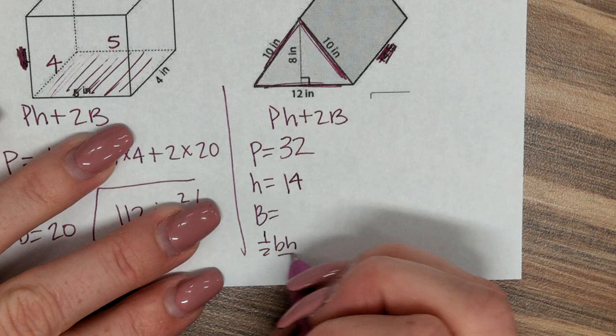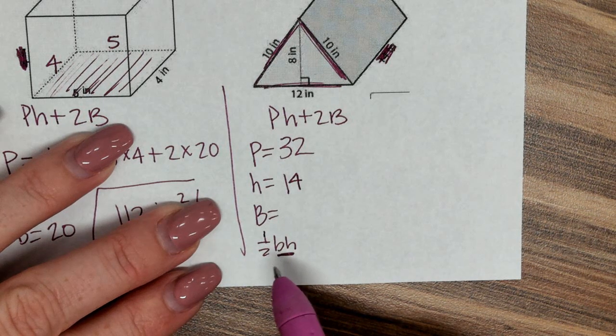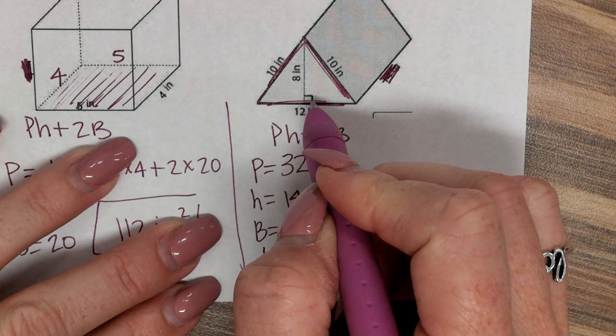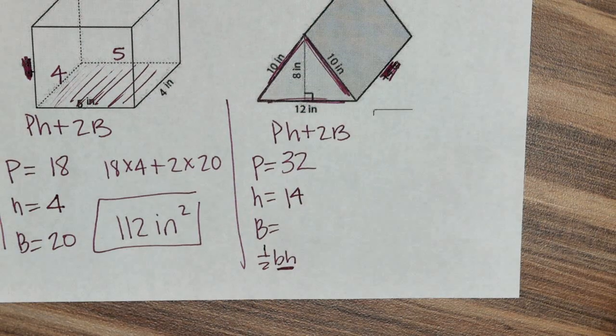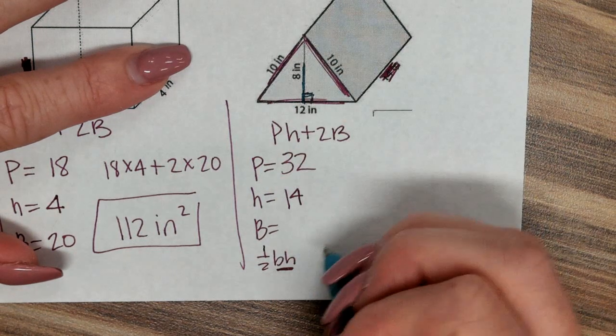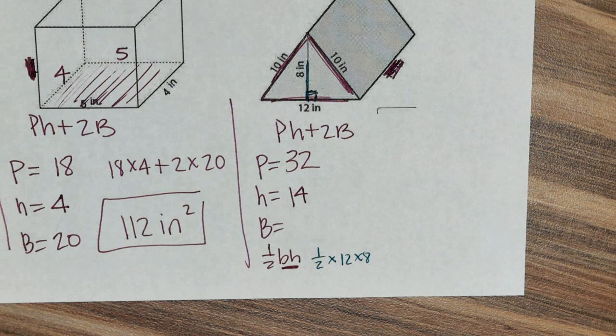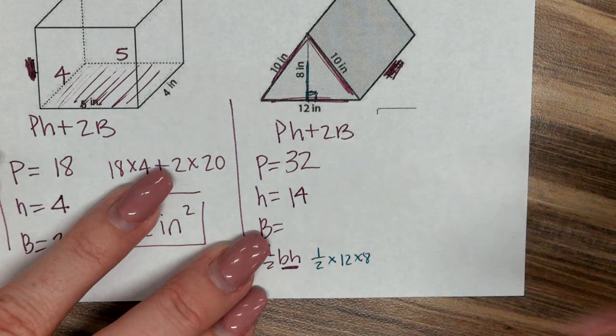I need 2 numbers for this. Who remembers where to find them? Find the right angle. What 2 numbers are making this right angle? 12 and 8. Right here, 12 and 8. So I'm going to do 1/2 times 12 times 8. 12 times 8 is 96, and half of 96 is 48.